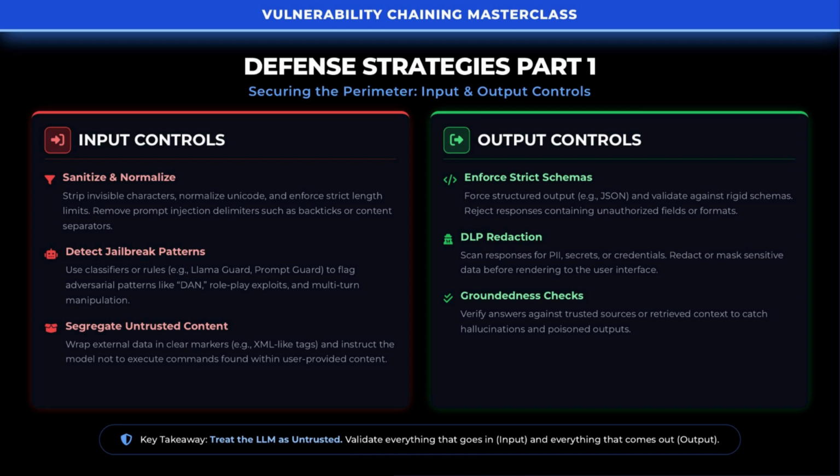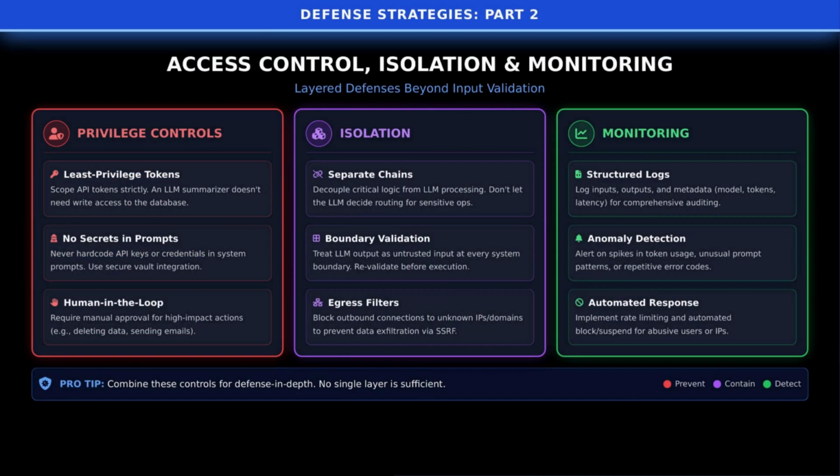Beyond the perimeter, we need layered defenses that manage access, isolation, and monitoring. Next, build layered defenses. Apply privilege controls with least privilege tokens and never embed secrets in prompts. Require human-in-the-loop approvals for high-impact actions like deleting data. Use isolation by separating chains and validating outputs at every boundary. Block outbound connections to unknown domains to thwart exfiltration. Finally, enable monitoring. Capture structured logs, implement anomaly detection for unusual prompt patterns and spikes, and automate rate limiting or suspensions for abusive behavior. No single layer is sufficient. Combine these controls for depth.